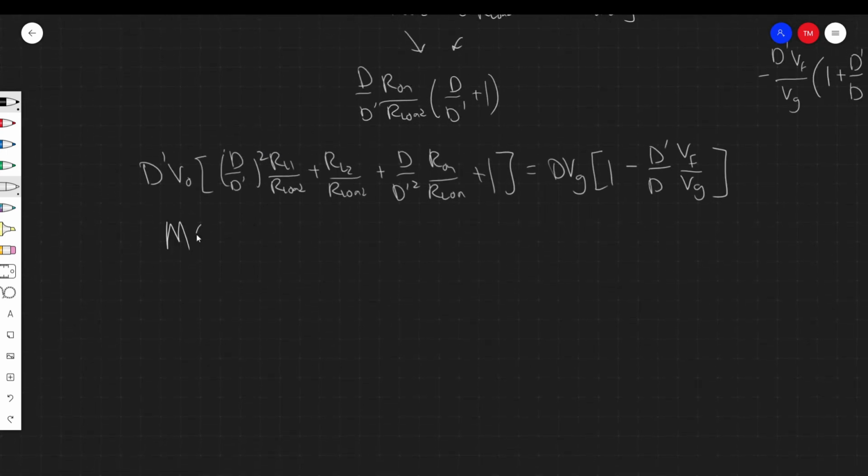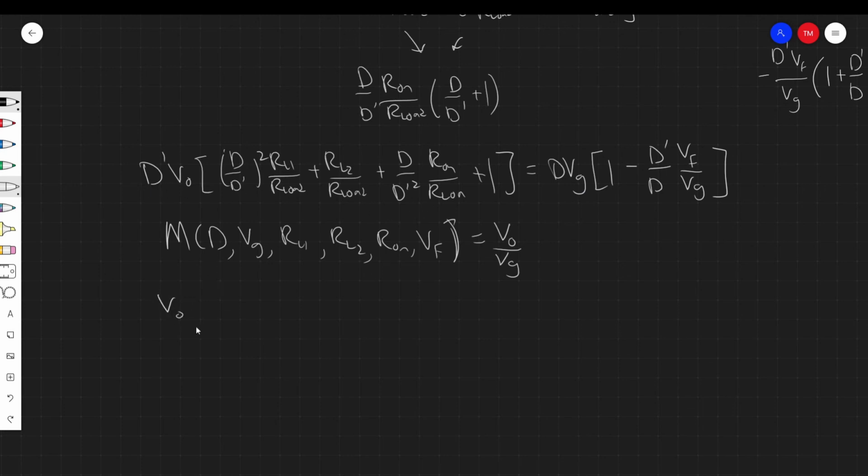So what are we looking for? We're looking for M of D, VG of RL1, RL2, R on, VF, all this stuff. This is what we're looking for. And this is a ratio of the output voltage to the input voltage, right? So I'm going to divide this side by VG. I'm going to divide this side by D prime and all this stuff.